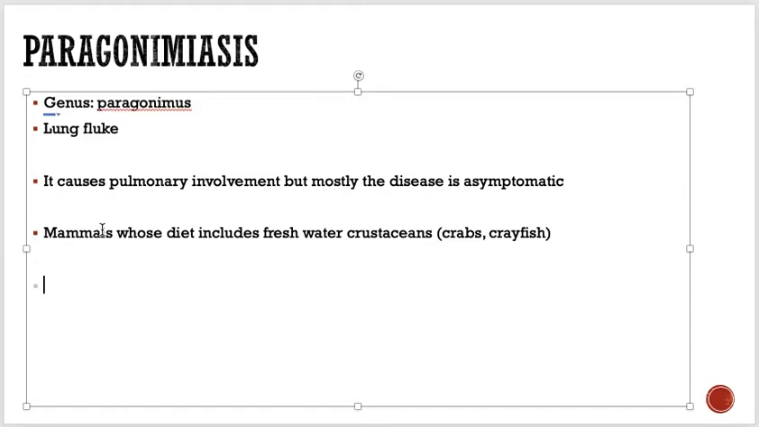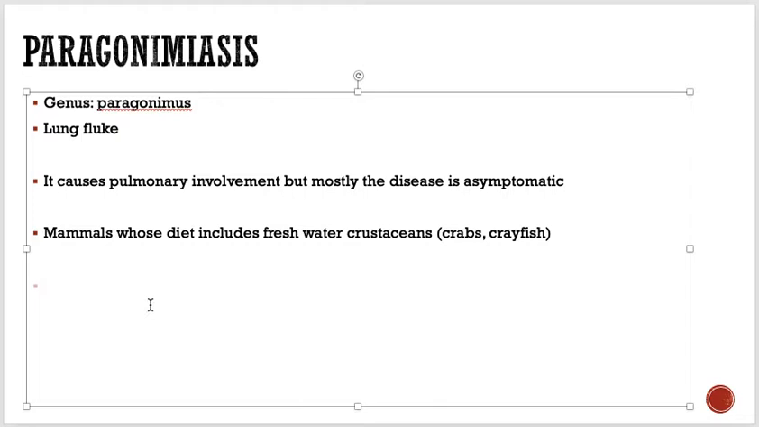The interesting thing about this disease is, when I was studying about this disease before making this lecture, I came to know that they first described this disease in tigers almost 100 years back. And then they found in a variety of wild or domesticated carnivores that they have this parasite, Paragonimus.